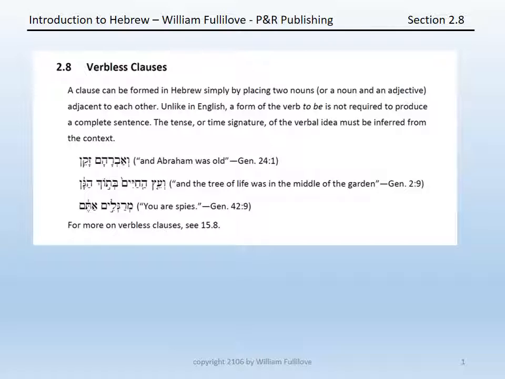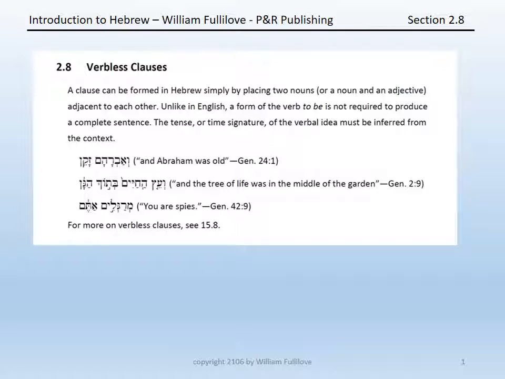Because there is no verb in this form of a clause, what is called a verbless clause, there is no overt indication of the tense, or you might say the time signature of the verbal idea, and you will have to infer whether to reflect it in English as past, present, or future based on the context.